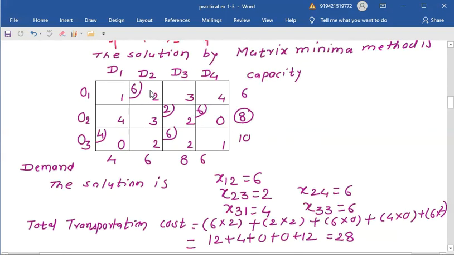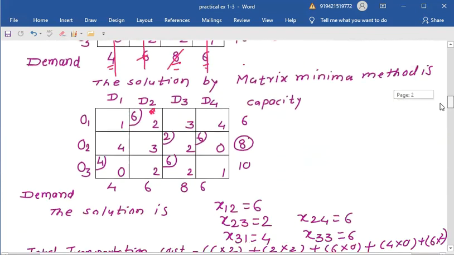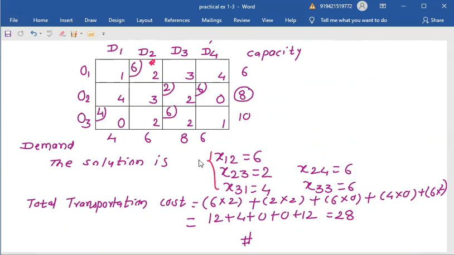So look at the allocations here. We have made an allocation in this cell. What happened at a time? At a time, the demand was satisfied and the capacity also exhausted. And how many positive allocations do we get in this situation? We have this solution here, and how many positive allocations are there? 1, 2, 3, 4, 5.